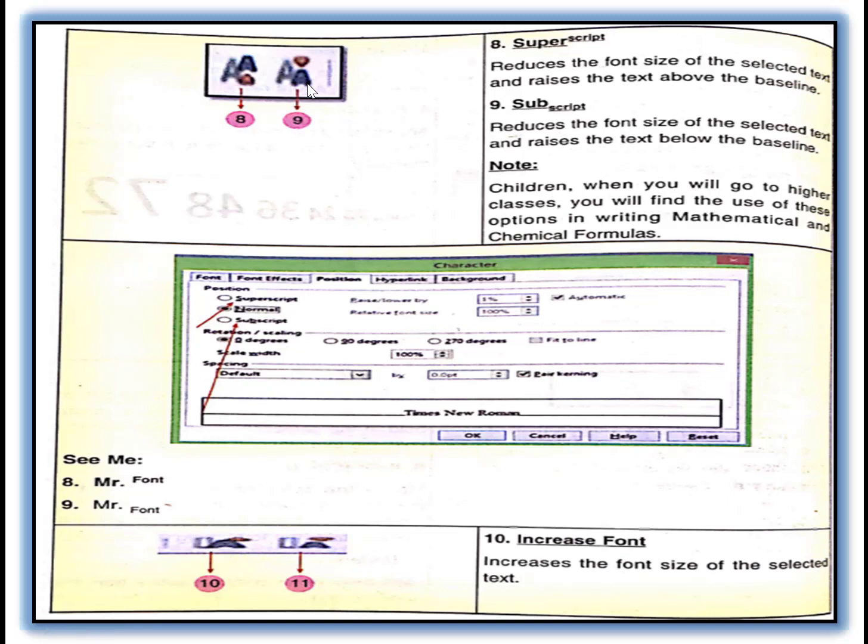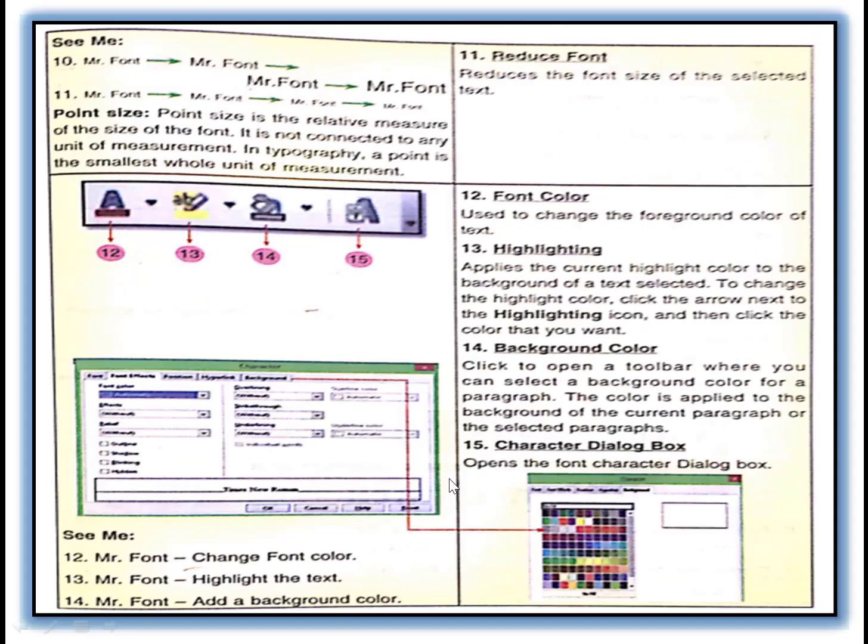or CO2. If we have to write these types of science formulas, then we can take the help of subscript and superscript. This is the increase font size and the decrease font size. With the help of this icon, you can increase the size of the font. And I already told you that the 11th one, reduce font, will shrink the font size.